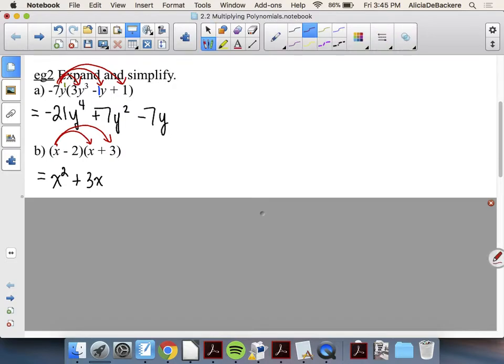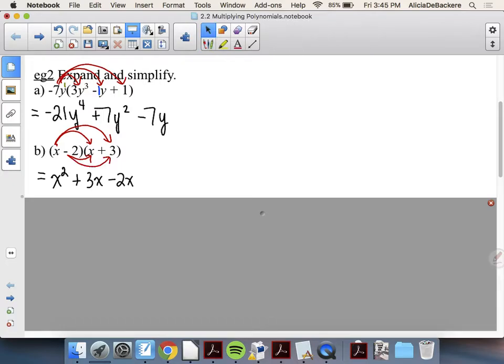Then I'm going to take a look at this negative 2. It is negative 2. And I'm going to multiply it by everything in the second bracket. So negative 2 times x is negative 2x. And then take that negative 2 again, multiply it into the second bracket. Negative 2 times 3 is negative 6.